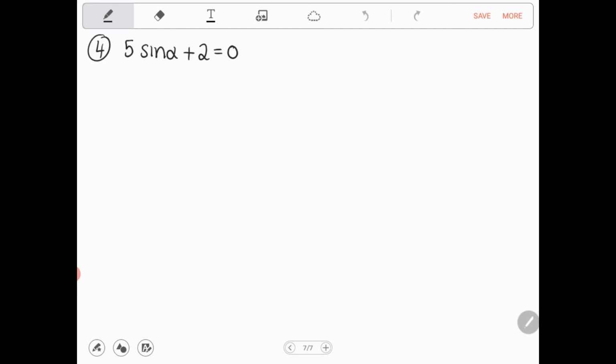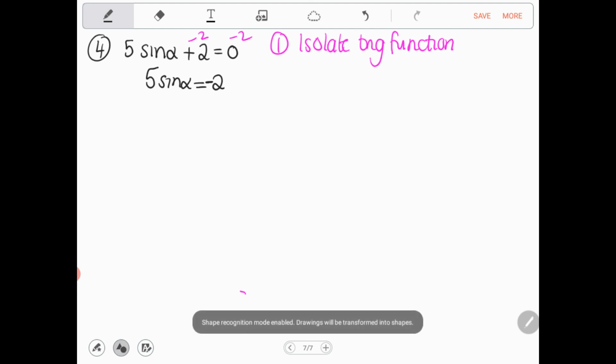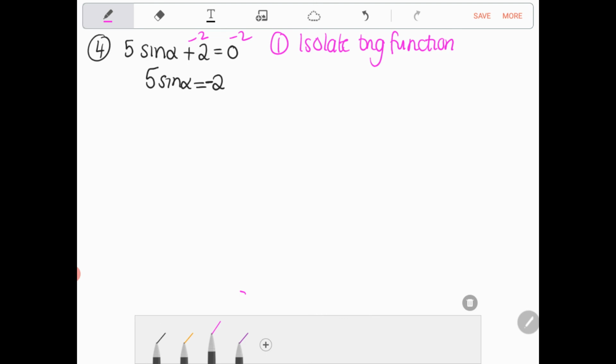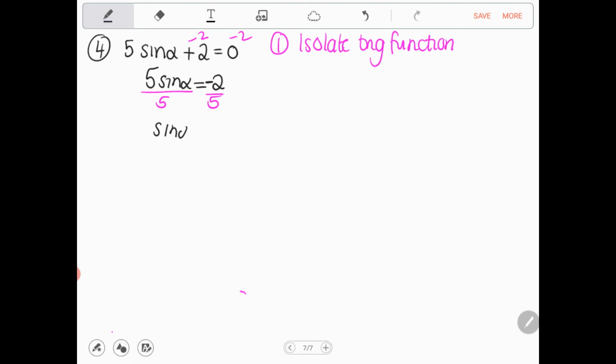All right, just one more. Steps again, quickly through them. Isolate your trig function. So we're going to subtract the 2 from both sides because it's 2 terms. Negative 2. And then we're going to divide both sides by 5 to get the trig function by itself. So sine alpha is equal to negative 2 over 5.